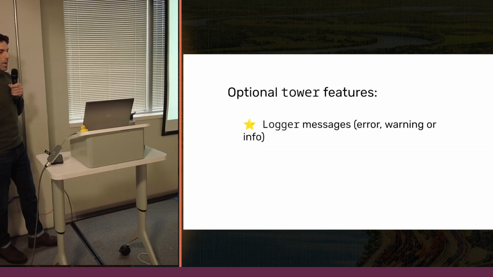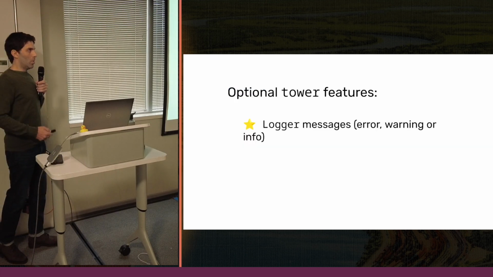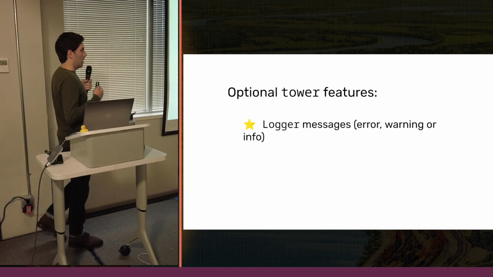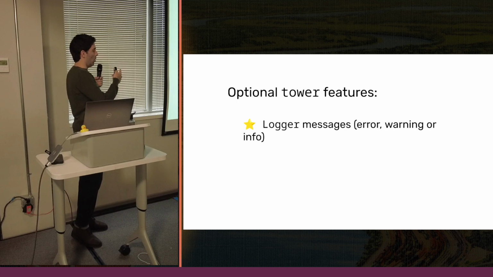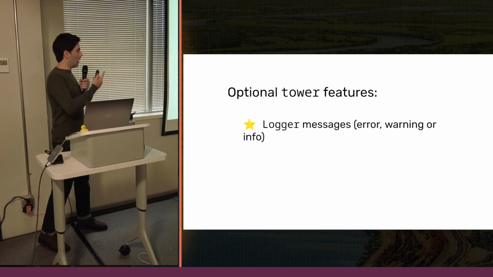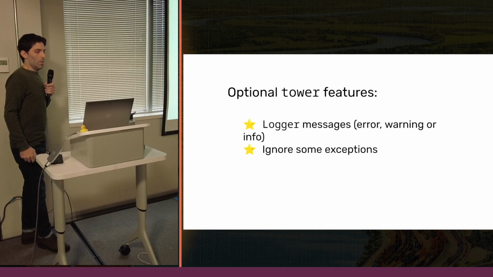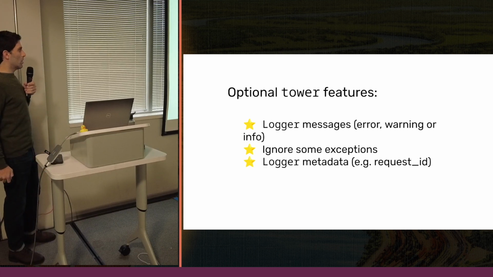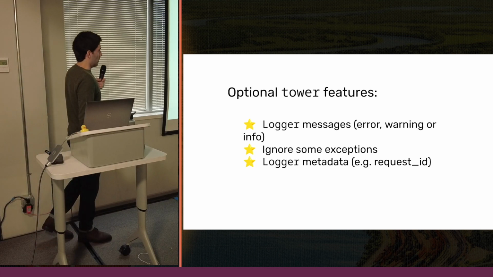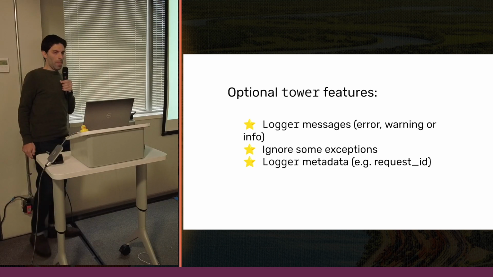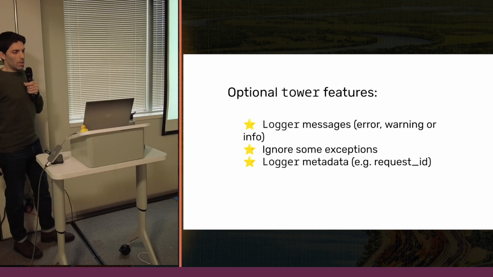Optional features, not enabled by default, but they can be enabled: also report logger messages, like logger error, logger warning or info messages; ignore some exceptions, of course; and ask for some metadata keys to also be reported. For example, one common use of that is the request ID on a Phoenix application.